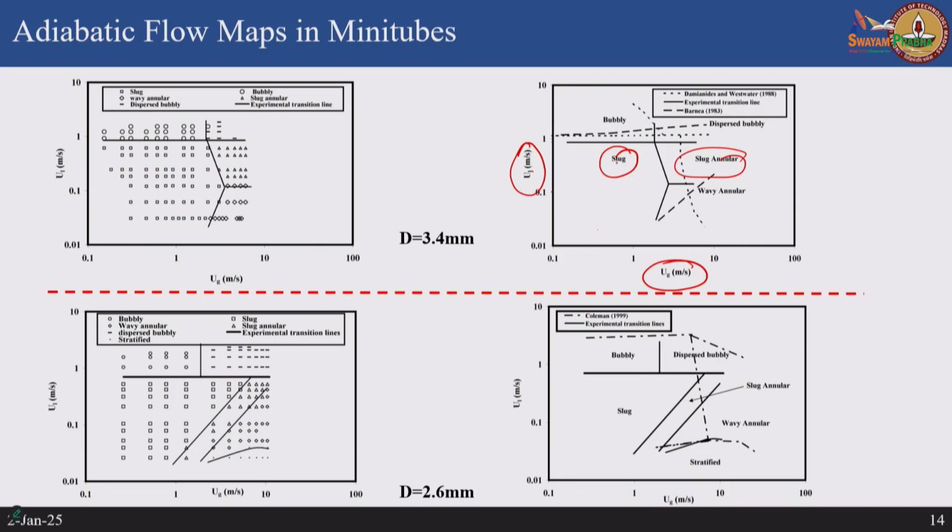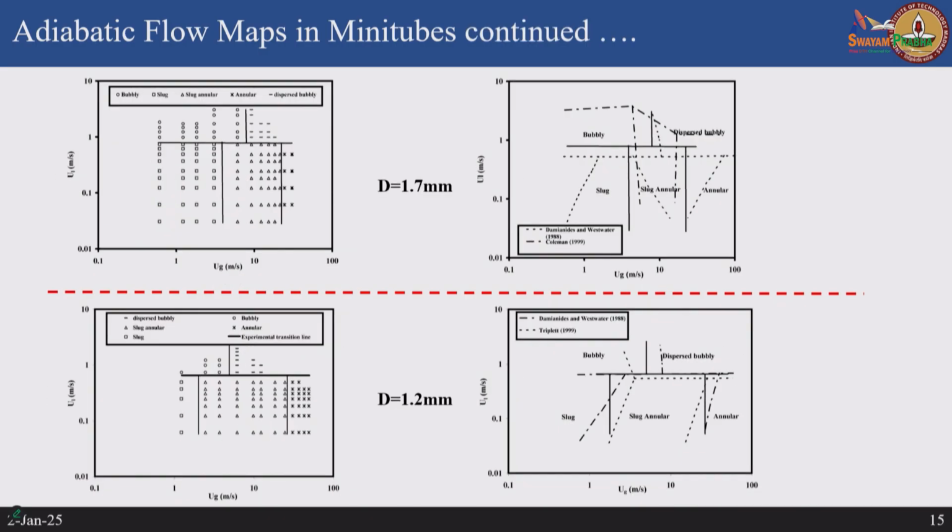Now if I keep the air velocity fixed and increase the liquid velocity, I go into a bubbly regime because there are fewer air bubbles and I have more liquid core. Like this, you can do these experiments at different diameters of the tubes. If I go to smaller and smaller tubes, for example 1 millimeter size tubes, what do I get?